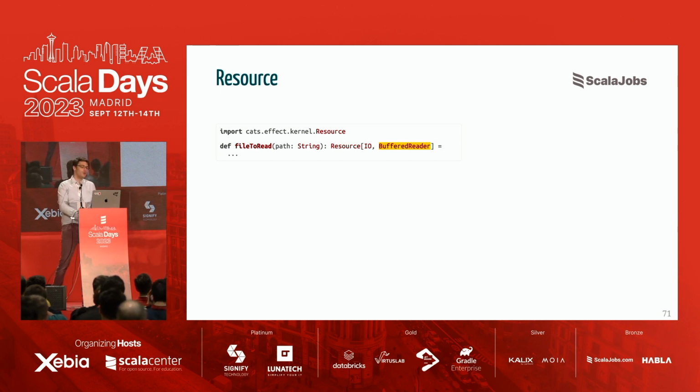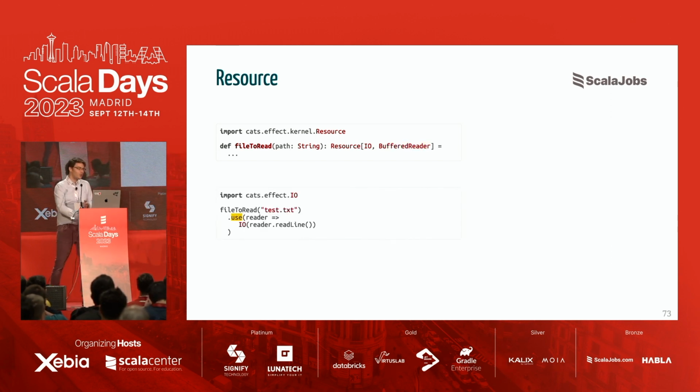And how do we use a Resource? I'll show you later how to create one, but I think it's more important to see how we use it. Assuming we have this function, we're going to use the method use that will give us access to the resource being managed, the reader, and then we are going to read a line. So it's very similar to the code we've done with using. The main difference is this IO here.